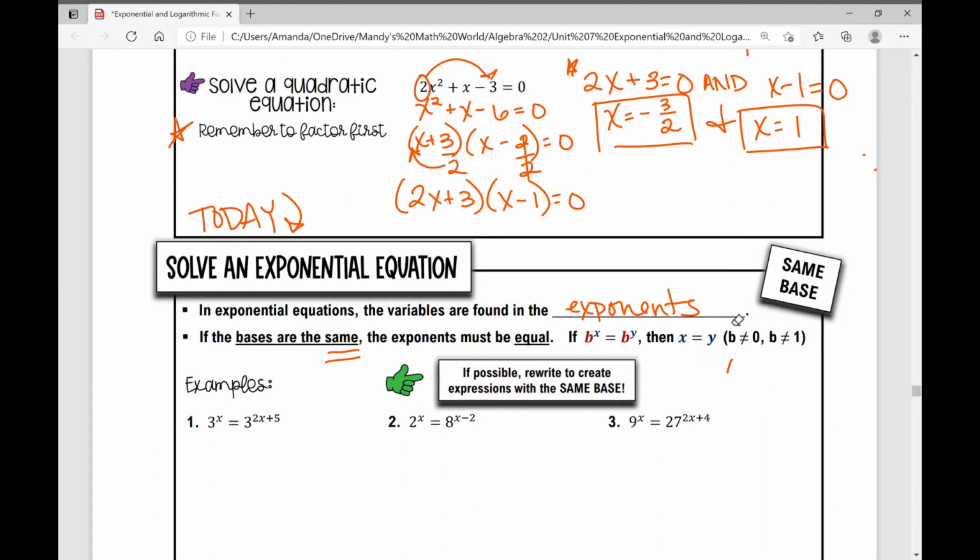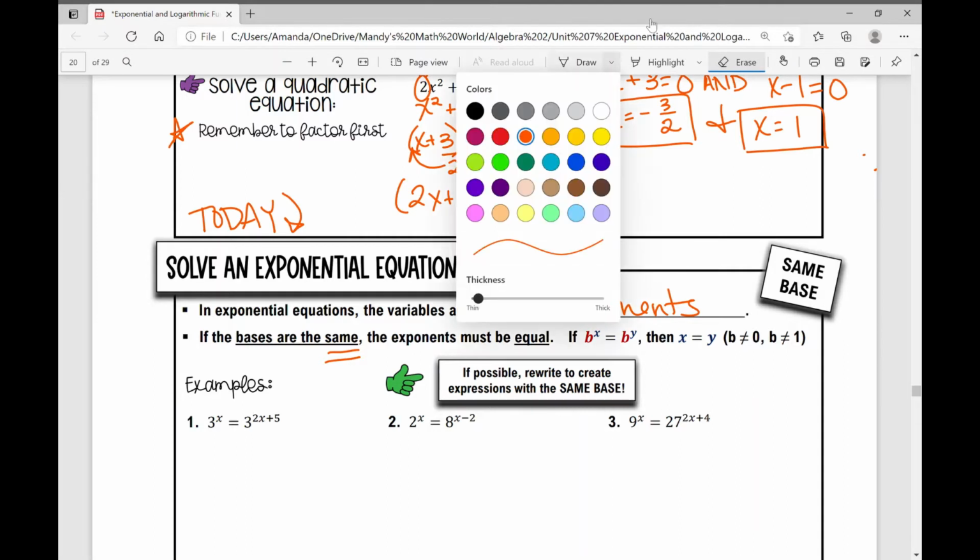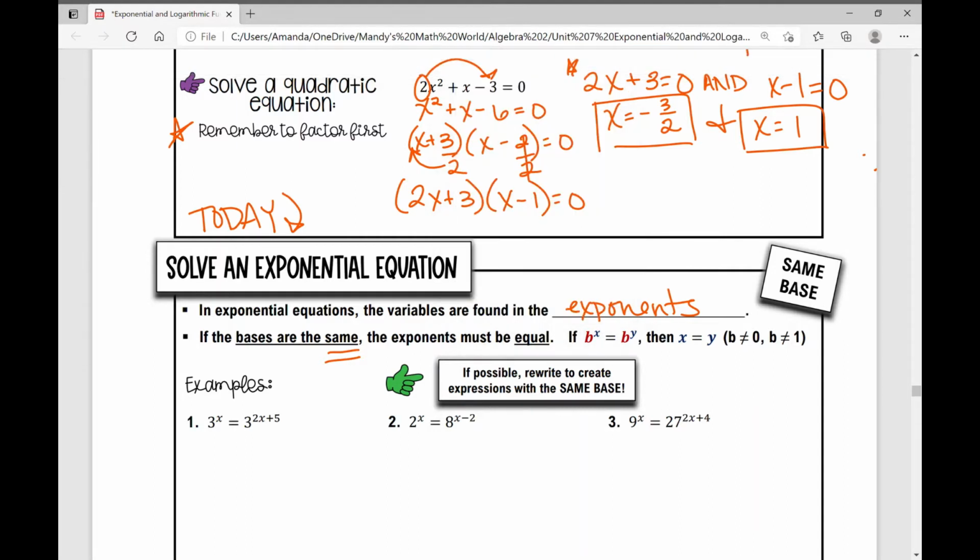In example number 1, I've got 3 to the power of x equals 3 to the power of 2x plus 5. So I've got the same base here. What I can do is just eliminate those bases and set my exponents equal to each other. And then I'm just going to solve for the value of the variable. I've got to move my variables to one side, so I'm going to subtract 2x from both sides, and I get negative 1x, or negative x, equals 5.